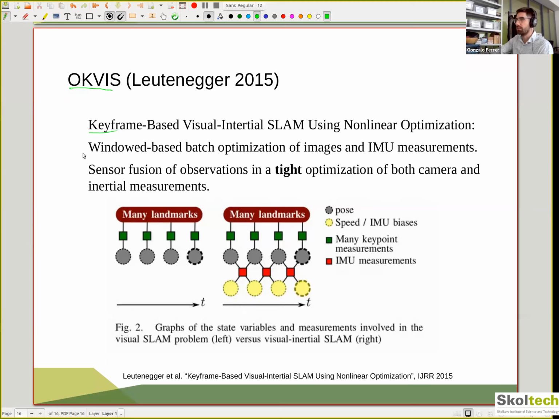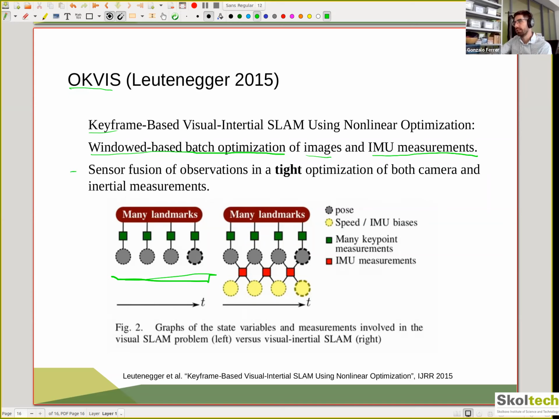And the idea is very simple. What we have is a window-based batch optimization. What it means is that we have a factor graph of our trajectory, the full trajectory starting at some point, it doesn't really matter. And we're including both things. We're including images here, in this case just standard keypoint-based visual SLAM. And we are also adding IMU measurements. And you see here the difference. Here what we have is standard, these are poses, landmarks, which are 3D points. This is just visual SLAM, if you want PTAM with more things on top of this.